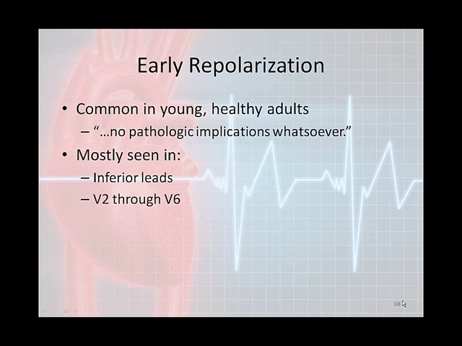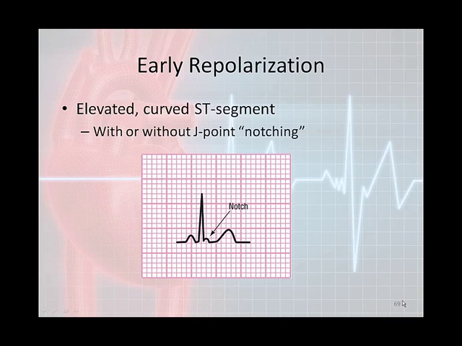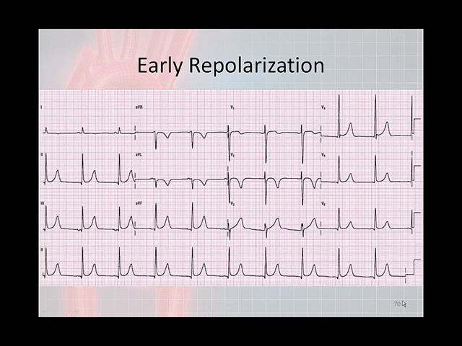Early repolarization is very common in young, healthy adults, and I've seen a lot of 12 leads on a lot of people where I've seen some early repolarization on young people. There is no pathologic implication whatsoever when you have early repolarization. Most of the time it's seen in the inferior leads or the precordial leads. Basically, you have the J point with notching. It might look like an elevated ST segment. A lot of times, though, the computers will identify the early repolarization, so you don't have to worry about seeing it or not seeing it.